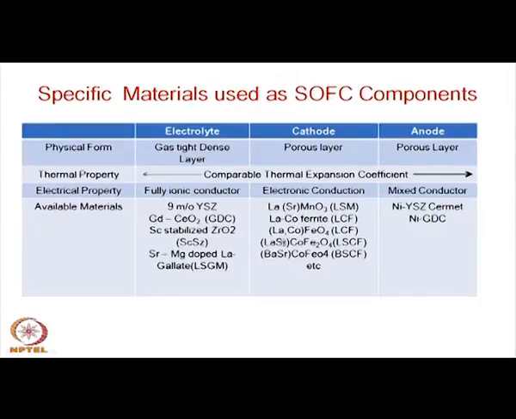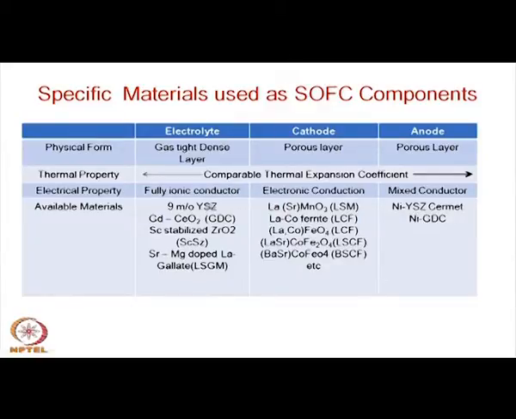So these are some of the alternative materials or cathode materials one can use, and when it comes to the anode, not many alternatives are there. The most important one of course is nickel YSZ. It is a cermet in which metallic nickel is there, and YSZ is the same YSZ as here.